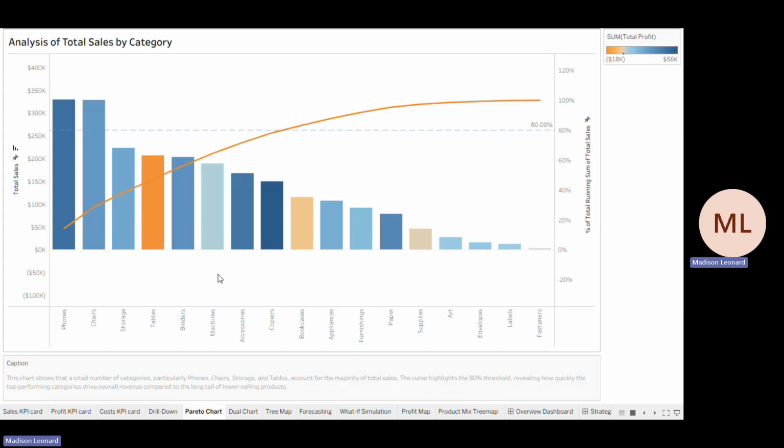Now, the Pareto chart, here it is. This chart shows that a small number of categories account for the majority of the total sales, and the curve represents the 80% threshold. You can see it right here, and you can actually follow the line to show it.